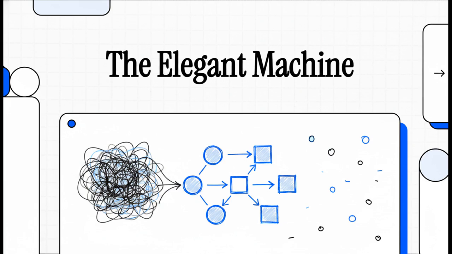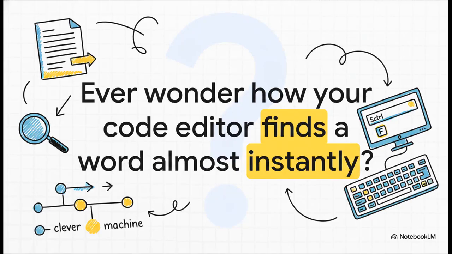Today, we're going to explore a really beautiful idea from computer science. It's all about taking something that looks, well, kind of tangled and messy, and finding the clean, simple process that's hiding inside. It all starts with a question you've probably never even thought to ask. When you hit Control F to find a word in a huge document, how on earth does it happen so fast? It feels like magic, right? But behind that speed is a very clever and actually very simple kind of machine.